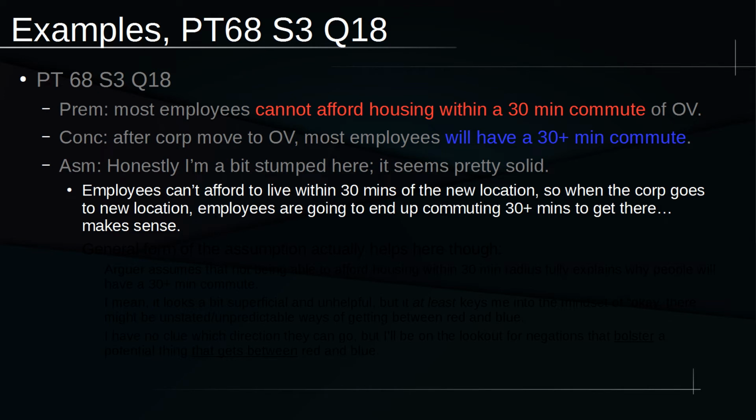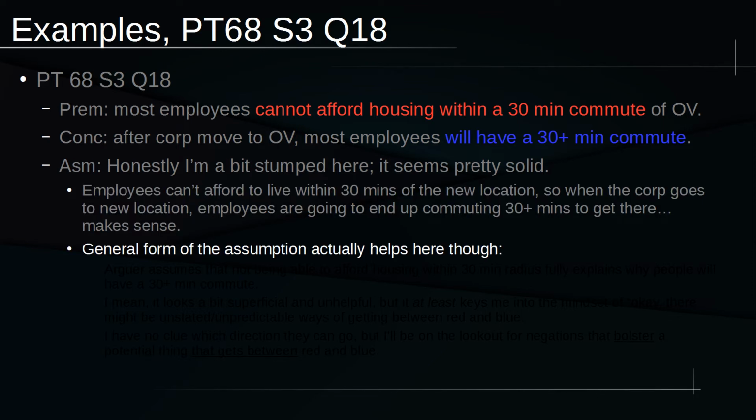So if employees can't afford to live within 30 minutes of the new location, when the corporation goes to the new location, employees are going to end up commuting more than 30 minutes to get there. I mean, just on paper, that kind of makes sense. It doesn't seem like the worst thing that we've read. So despite being stumped, falling back on the general form of the assumption actually helps here.